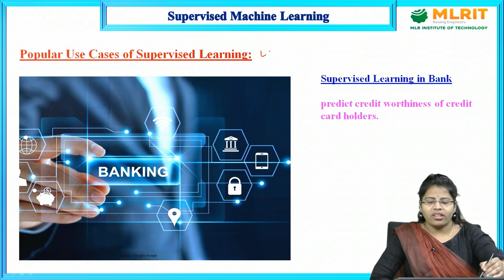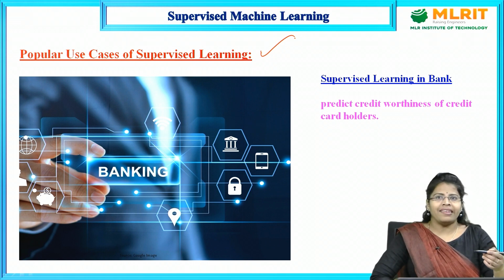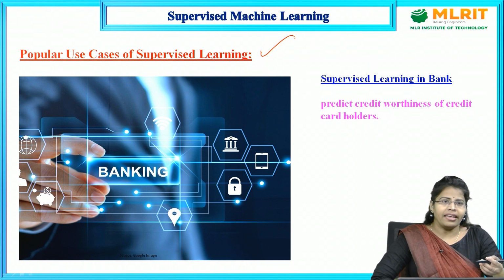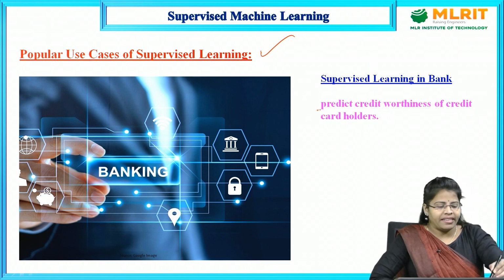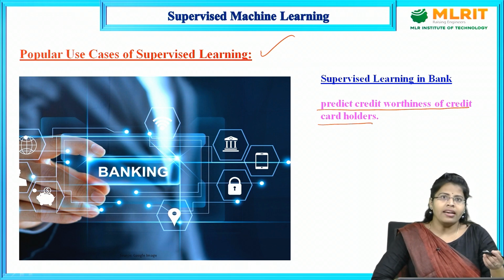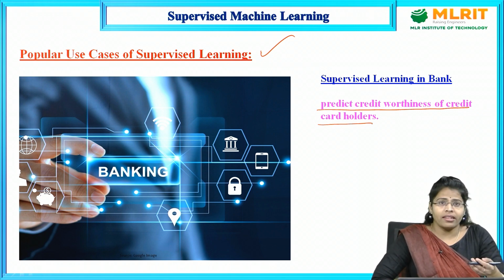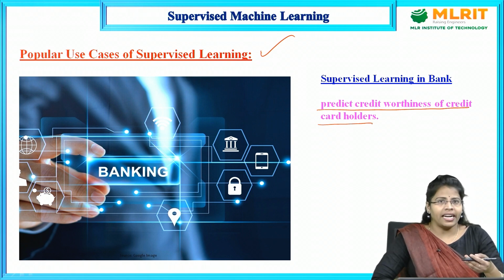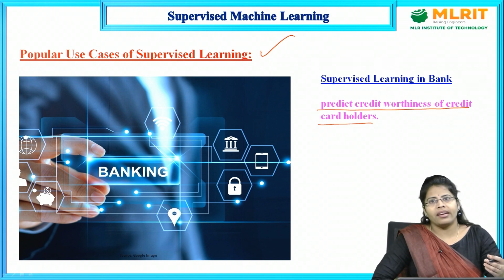Next, coming to another use case of supervised learning, the banking sector. In the banking sector, supervised learning is used to predict the creditworthiness of credit card holders. That means it is going to identify the faulty attributes of customers, separating the data of relevant and not relevant users. Based on that, it is going to identify the faulty attributes.